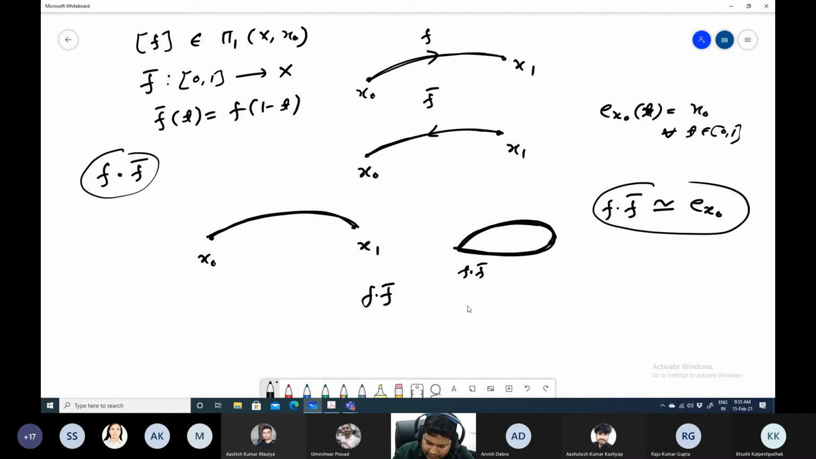So actually the main idea is this. What is this path f dot f bar? When we go from 0 to half, it goes and stops here at half. Again from half to 1, we go from this to this. Now what we will do is not go up to half; we will stop somewhere before half. Say this point is some half minus t by 2, for some positive t.